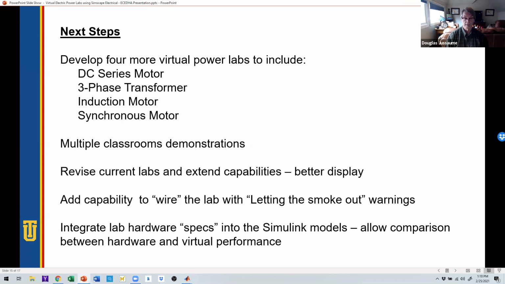And then finally, I would like to take and integrate our current hardware specs into the Simulink models. So the students will have that comparison between what they have right in front of them to run and what the virtual performance is.